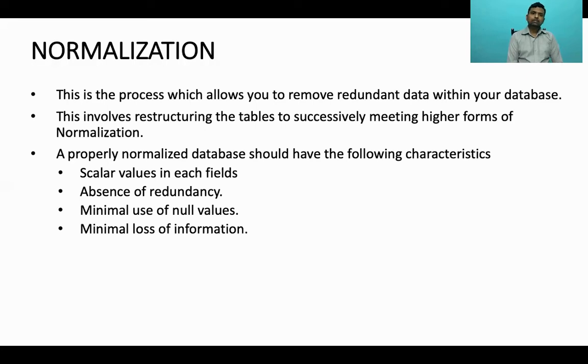And next, minimal loss of information. Sometimes when we divide the tables, there are a lot of chances that we may miss or lose data. This loss of data has to be taken care of when we go for normalization. So, four important things: only scalar values in each field, absence of redundancy, minimal use of null values, and minimal loss of information. Obviously sometimes we may lose data, but we need to make sure that we are losing only a few data, not all.